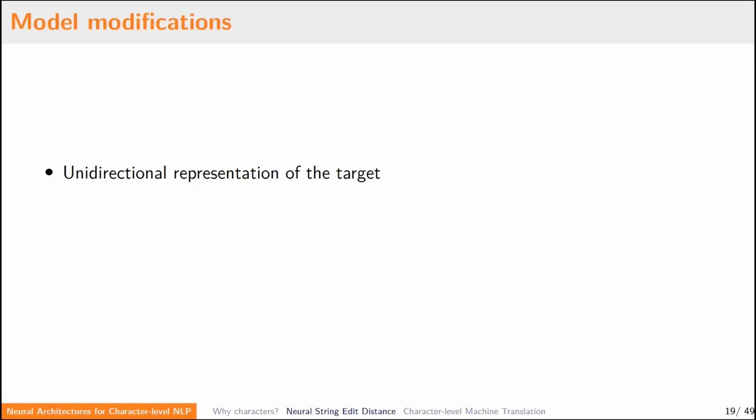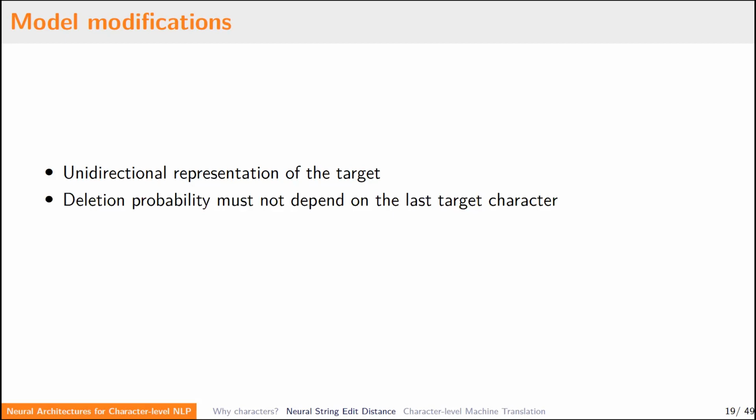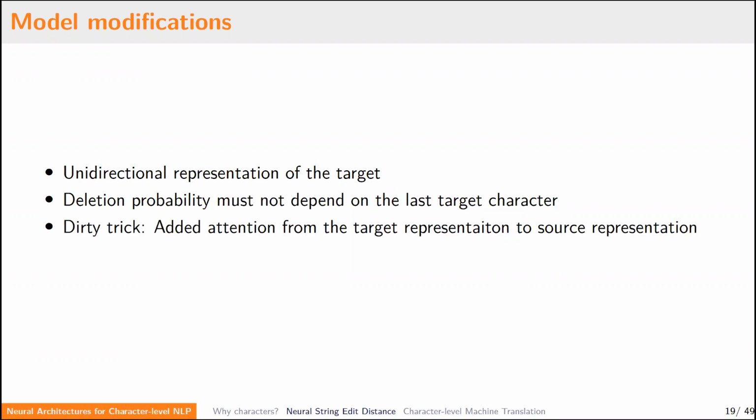To do the string transduction, we had to do some minor modifications of the models as well. So instead of using the bidirectional representation on the target side, we need to contextualize the model only in a single direction, which means in case of RNN, we use just a single directional RNN. With transformers, we need to do the causal masking. And also the deletion probability must not depend on the last target character. So we don't consider the deletion probability when emitting the next symbol, and only compute the probability post hoc.